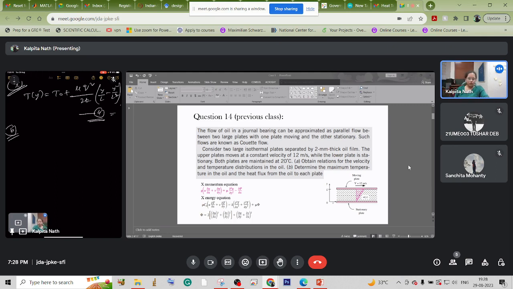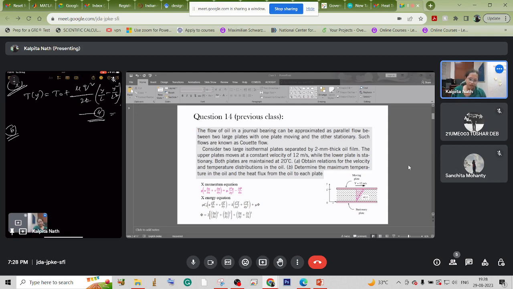Okay, so let us pause here. I have shown you how we found the temperature equation by using the momentum, the continuity, and the energy equations. Now the next part is to find the maximum temperature and the heat flux. I hope there is no doubt regarding anything till now. Any doubt? No, ma'am. Okay then.